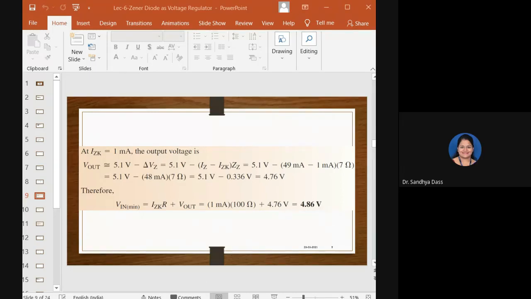Are you with me? Just verify your answers. If you have tried, verify your answers. If not, please note down the steps. I will pause for a while. Please note down. So the minimum voltage that may be accepted by the circuit for voltage regulation is 4.86 volts.